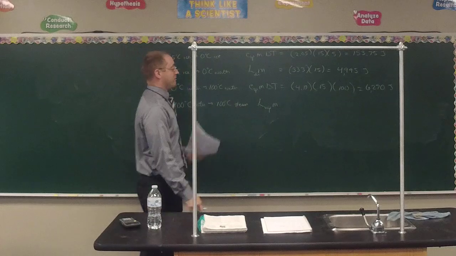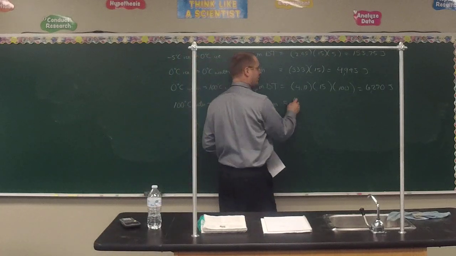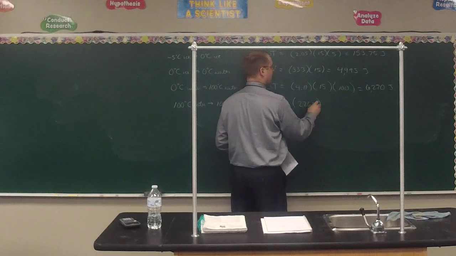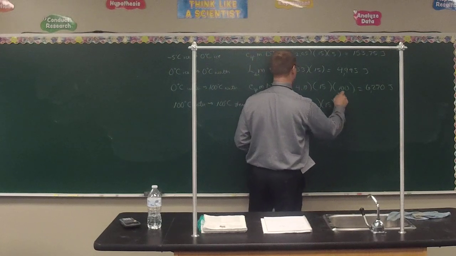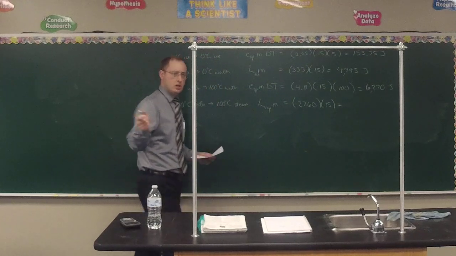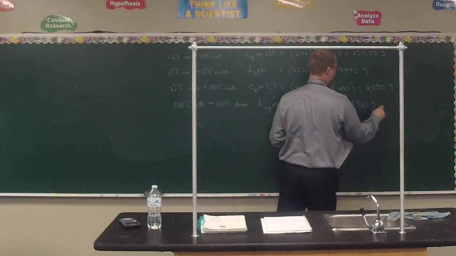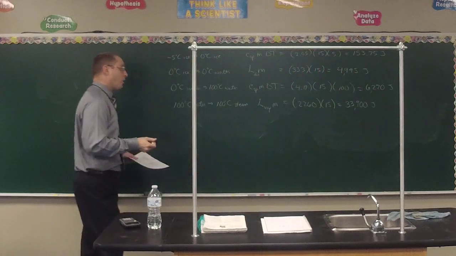In this case, L sub VAP, heat of vaporization, times the mass. What's the heat of vaporization? 2,260. Yeah, we're going to multiply that by the 15. That's going to give us a really big number. We're going to be around 35,000 joules? 33,900. And now we've got 100-degree steam.